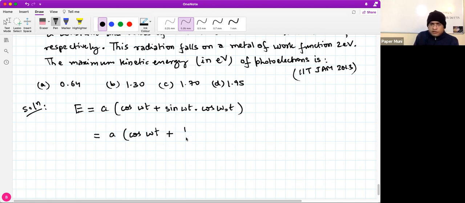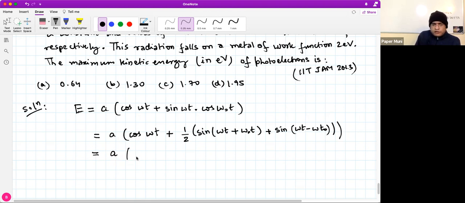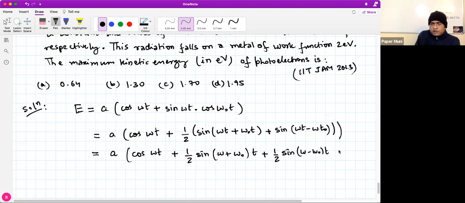So what do you get here? This is sine A cos B, right? So sine (A plus B) plus sine (A minus B), all halved. I hope everybody remembers this friend. So this is A cos omega t plus, taking the half common, half sine (omega plus omega naught) t plus half sine (omega minus omega naught) t.